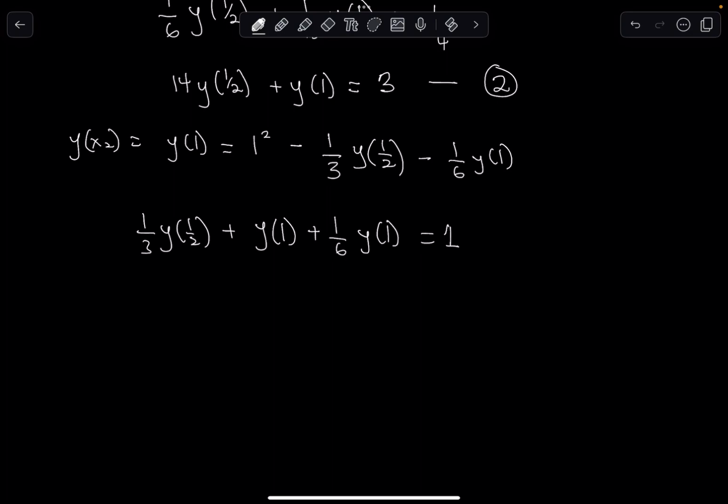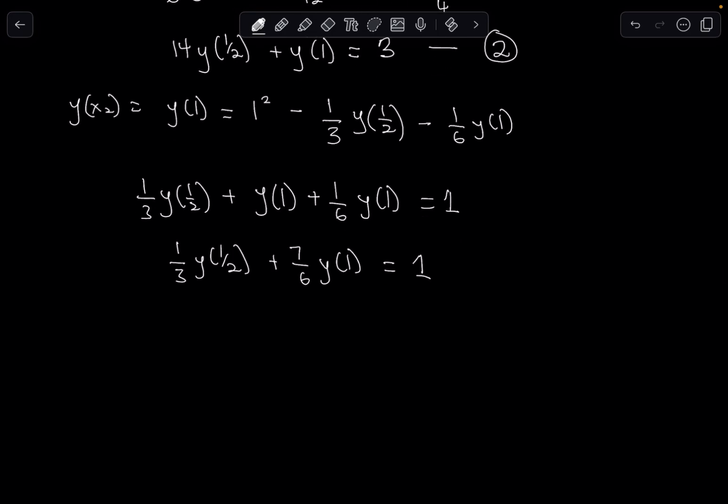And then we can further simplify this to give us 1 over 3 y of 1 over 2 plus 7 over 6 y of 1, and that should be equal to 1. Further simplify to get 2 y of 1 over 2 plus 7 y of 1, and that should be equal to 6. And this is going to be my third equation. Okay, so now we can solve equation 2 and equation 3, and that is going to give us the solutions. Let's go.